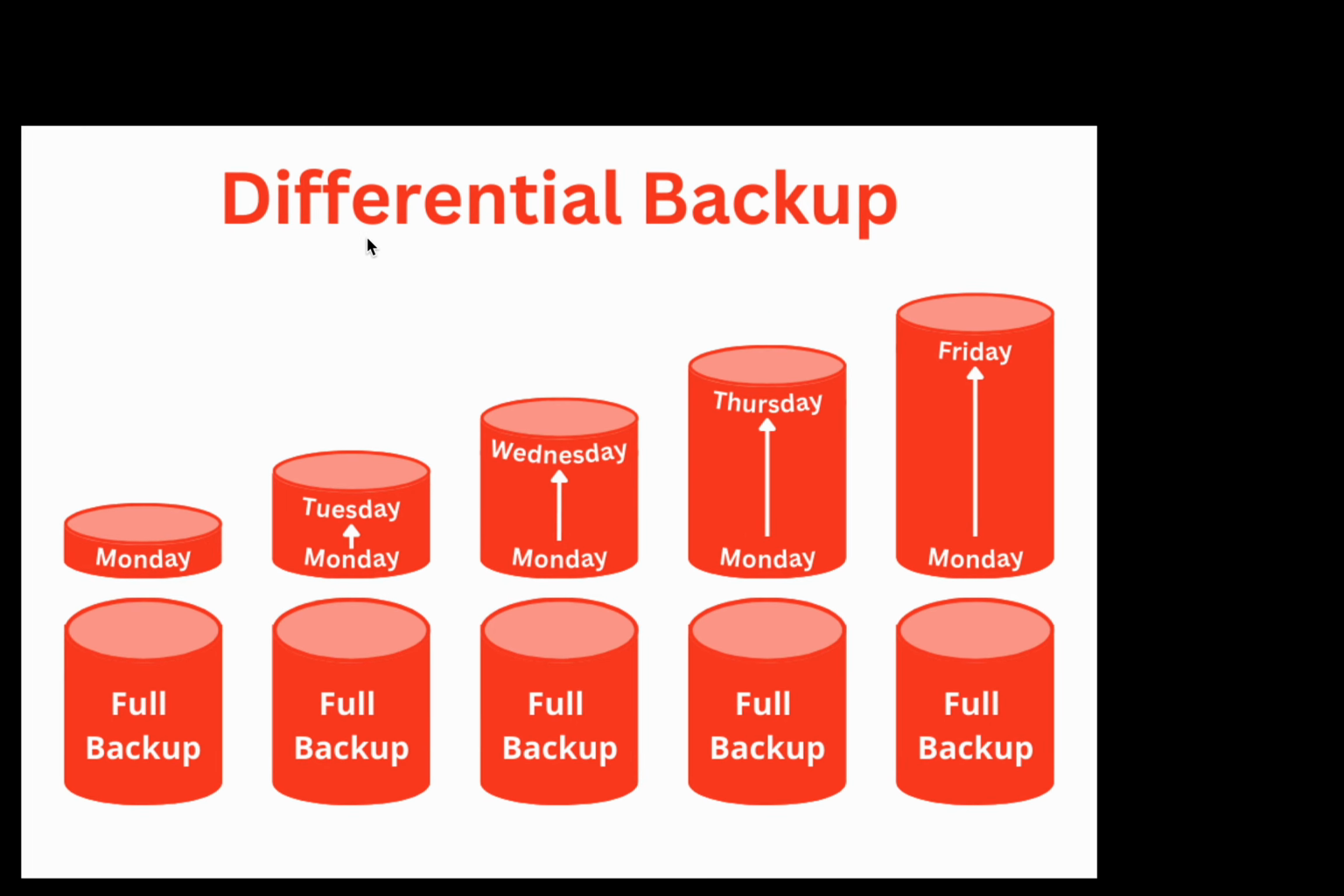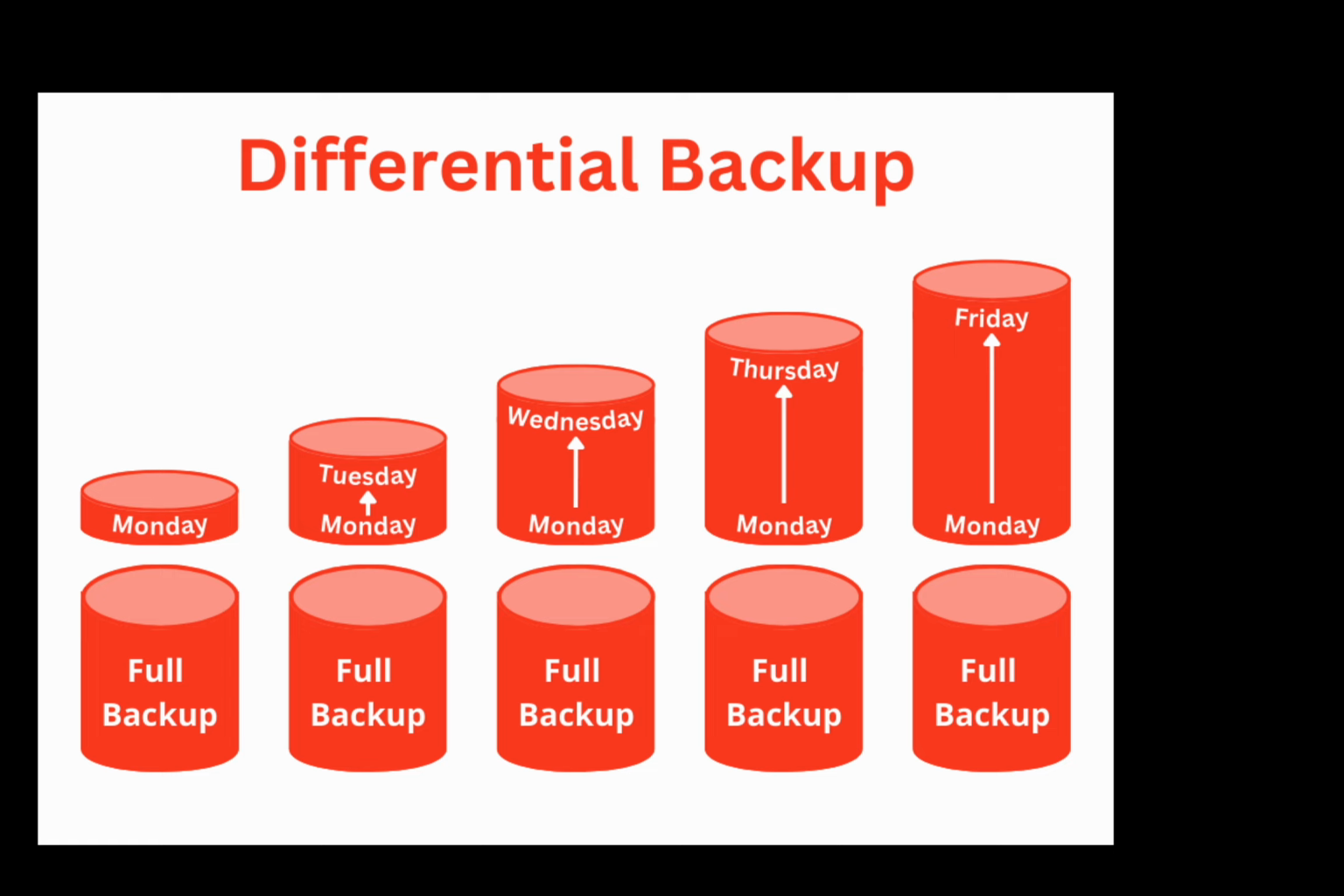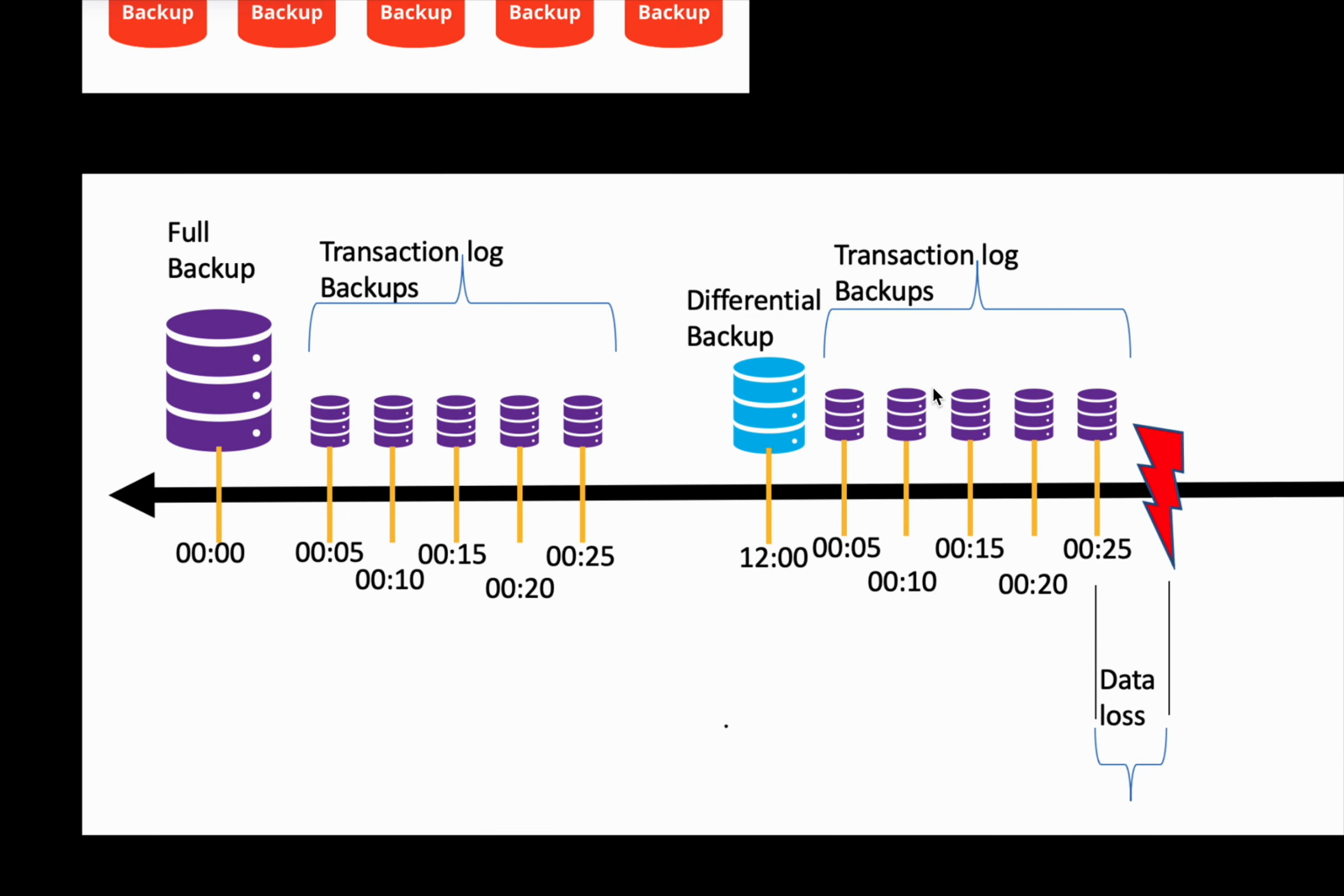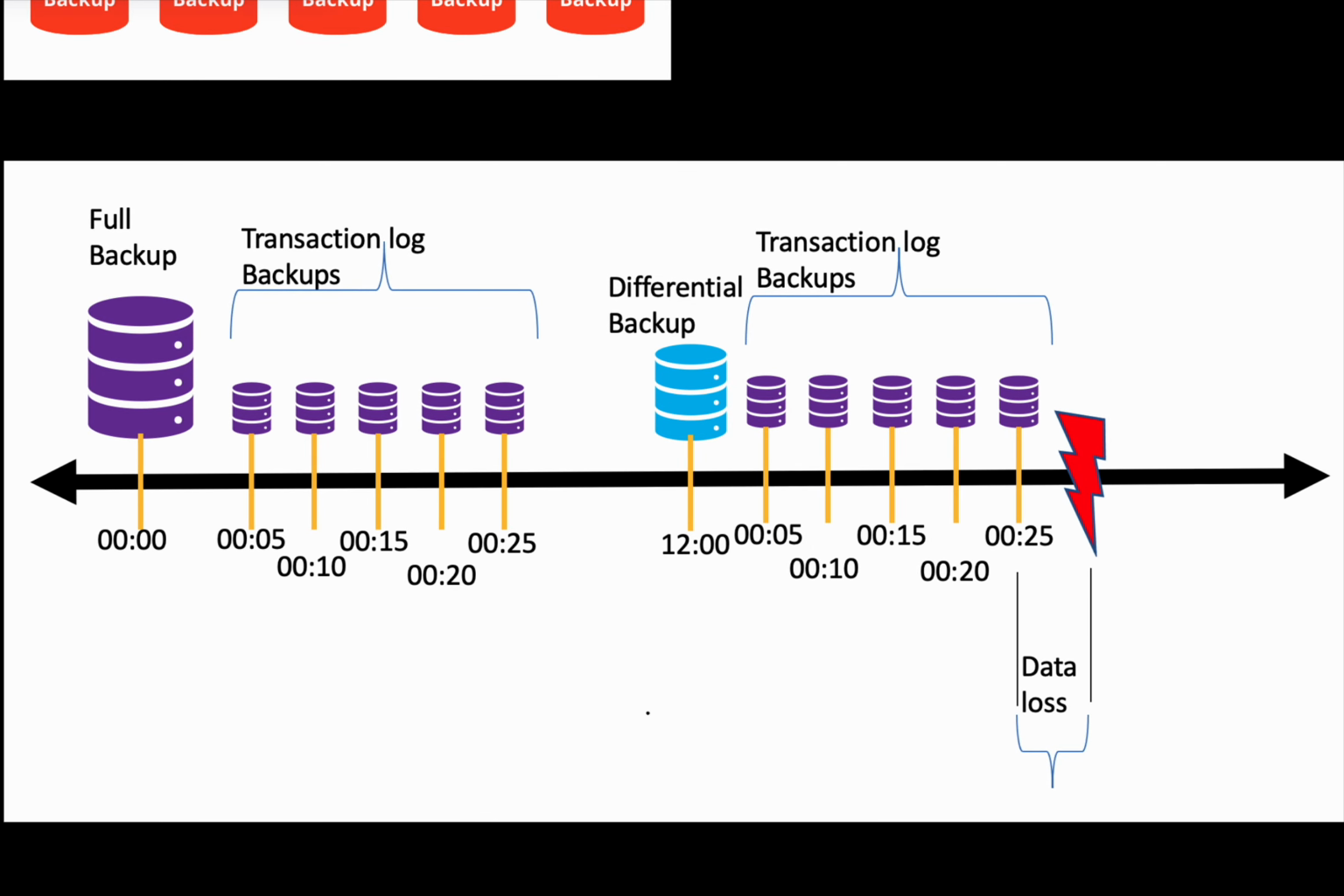Number three, we have the differential backup. The differential backup is similar to the incremental backup, except it backs up changes since the last full backup. It's quicker to restore than the incremental because you only need two sets of backups, the latest full and the latest differential. And next we have the transaction log, point in time.